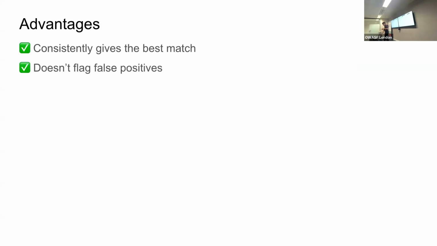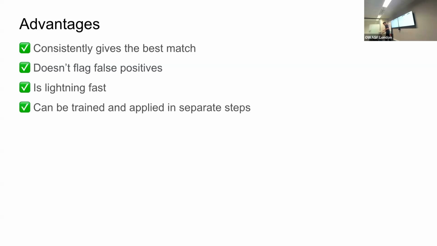There are lots of advantages to this approach over the use of LLMs. It consistently gives the best match between findings, as we saw previously, where sometimes the LLMs didn't. It doesn't flag false positives. It's really, really fast. So it sounds quite simple. At the end of the day, it's basic maths, which is what computers are really good at, and so it scales really well. It can be trained and applied in separate steps. So we can build a model on one set of data, not have to touch the model again, and then just apply it really fast on other client systems.